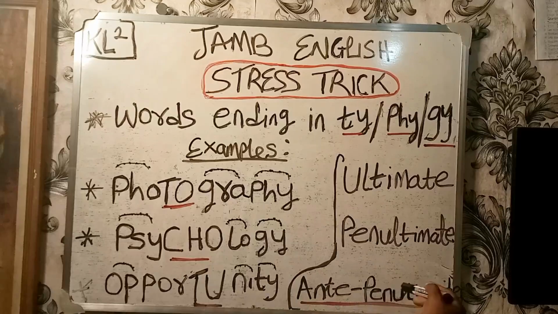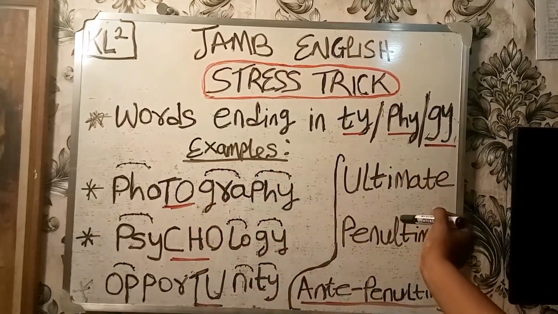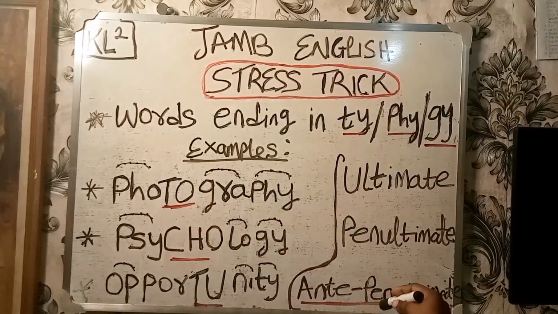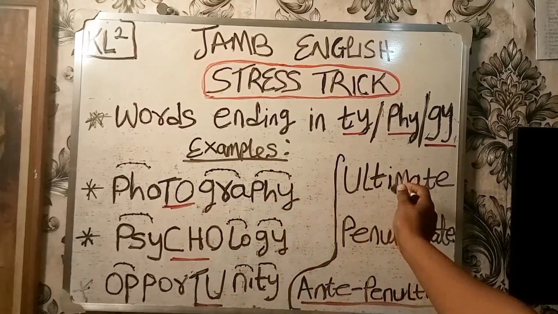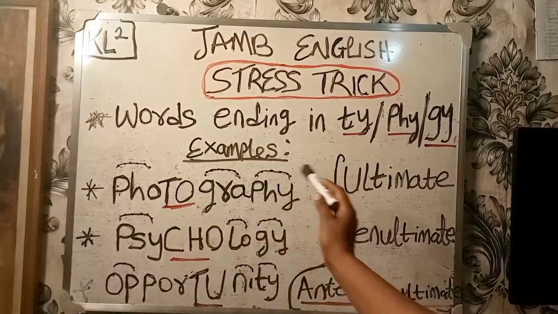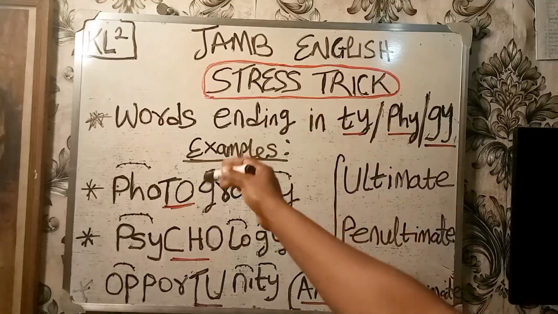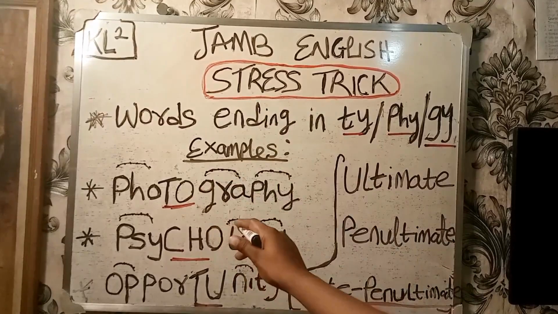So from the examples, you can see TO, CHO, and TU. So we have the ultimate, penultimate, and antepenultimate. Remember, we count backwards, that is from the end. So for the first one, we have PHY as the ultimate, GRA as the penultimate, and TO, the capitalized one, as the antepenultimate. That's the main guy.